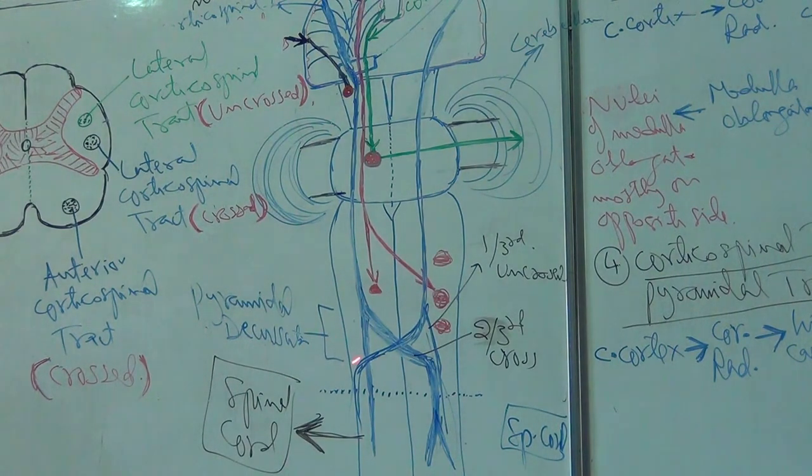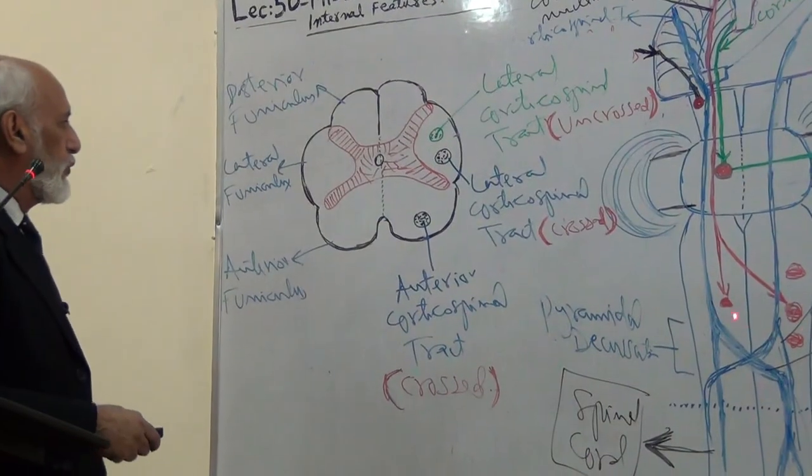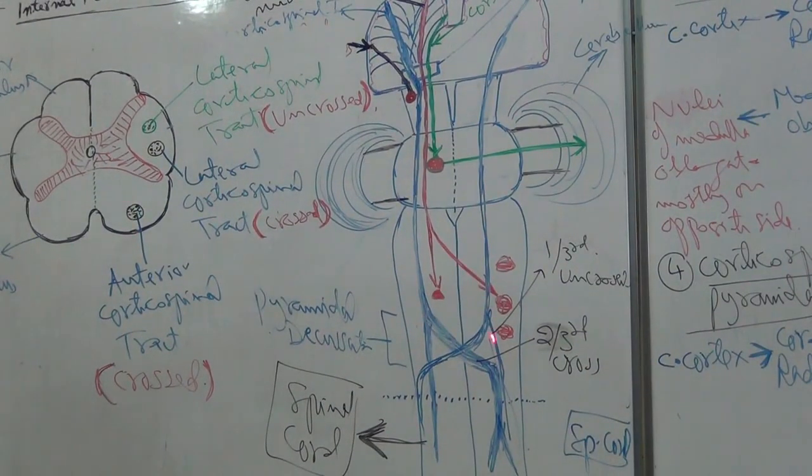Now, as we have divided these pyramidal tracts or corticospinal tracts into crossed and uncrossed, they descend through the funiculi of the spinal cord and according to the funiculi they are named. So some of the two-thirds crossed fibers descend through the anterior funiculus of the spinal cord. Therefore, this corticospinal tract is known as the ventral or anterior corticospinal tract. Which fibers? Crossed. So crossed anterior corticospinal tract. The remaining two-thirds crossed fibers continue to descend through the lateral funiculus of the spinal cord. Therefore, they are named the lateral corticospinal tract, again crossed.